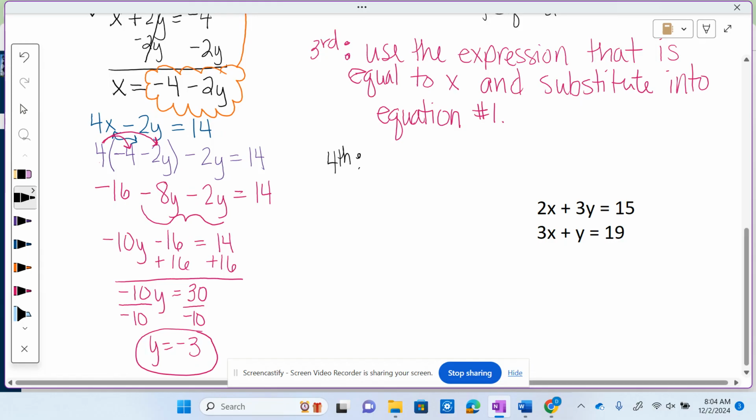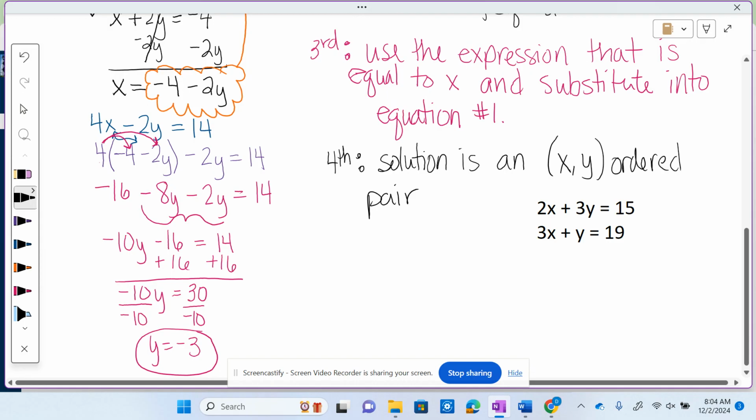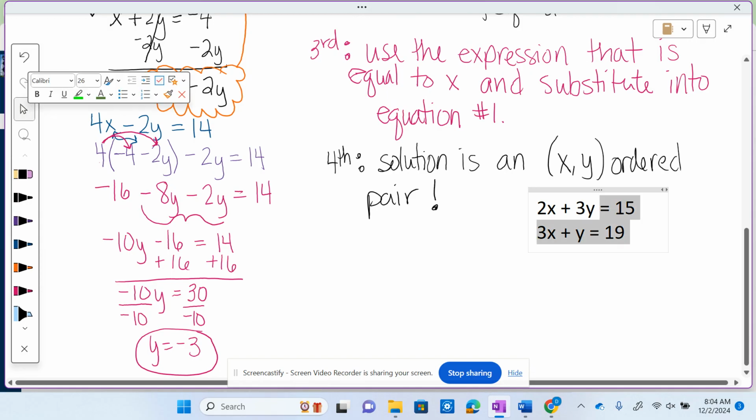Find out the second half. Yeah, remember that your solution is an x comma y ordered pair. So you're going to have to make sure that you find both. You have to find both.